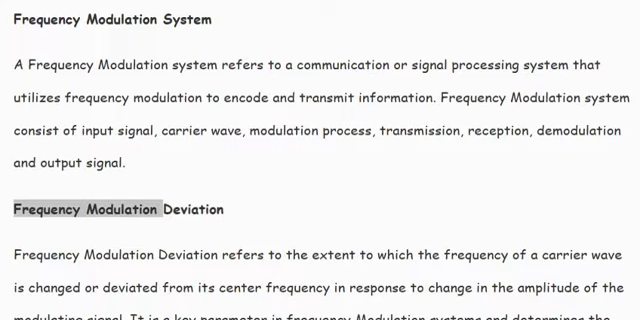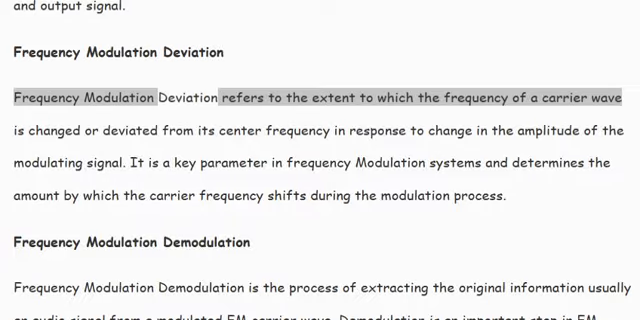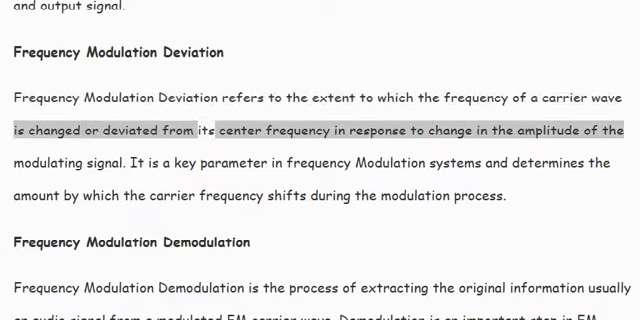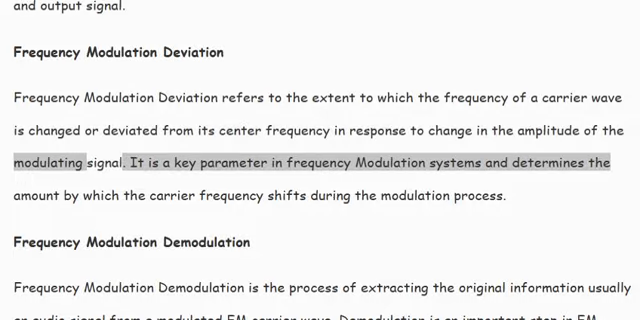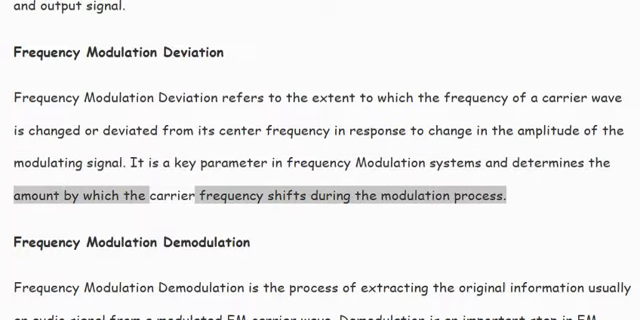Frequency modulation deviation. Frequency modulation deviation refers to the extent to which the frequency of a carrier wave is changed or deviated from its center frequency in response to change in the amplitude of the modulating signal. It is a key parameter in frequency modulation systems and determines the amount by which the carrier frequency shifts during the modulation process.